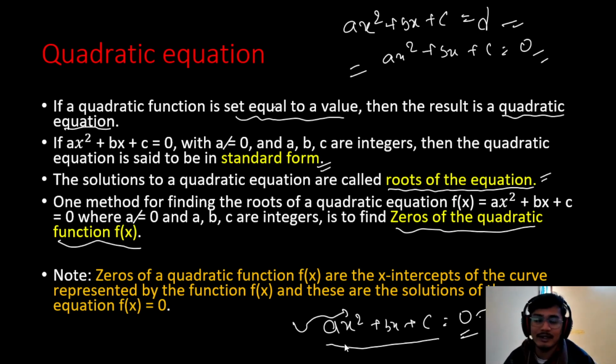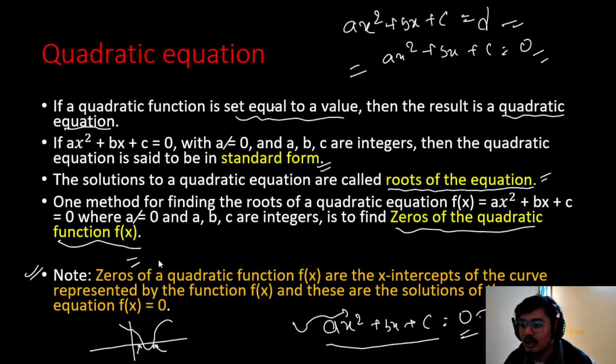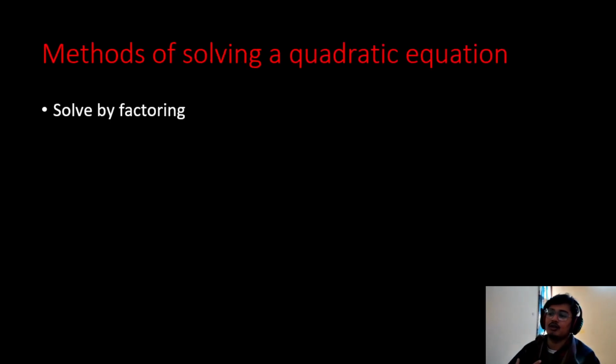As I am saying, the value of x which, when we put in this function, will result in 0. An important point to note is that zeros of a quadratic function f(x) are the x-intercepts of the curve represented by function f(x), and those are the solutions of the equation f(x). So if we have any quadratic function, the zeros will be nothing but the x-intercepts. These are also called the solutions of that equation.